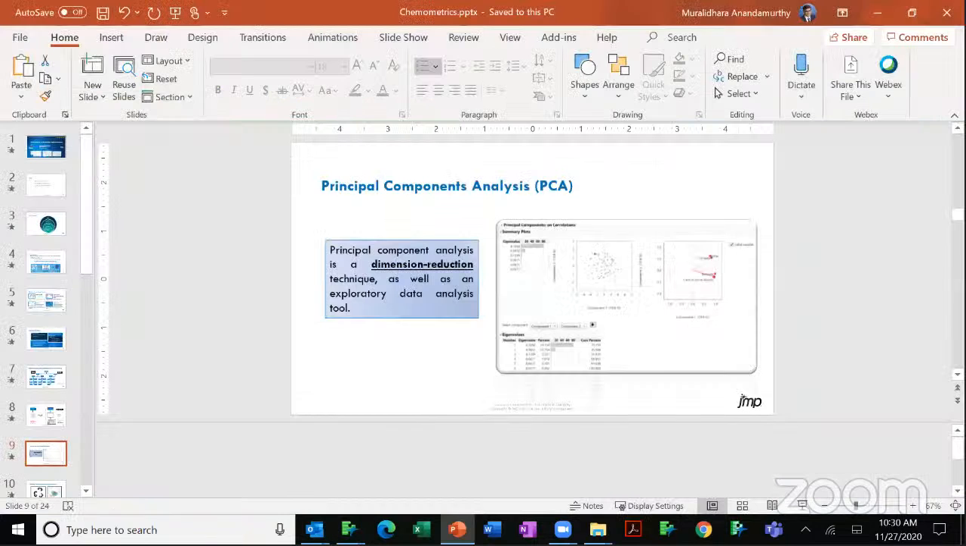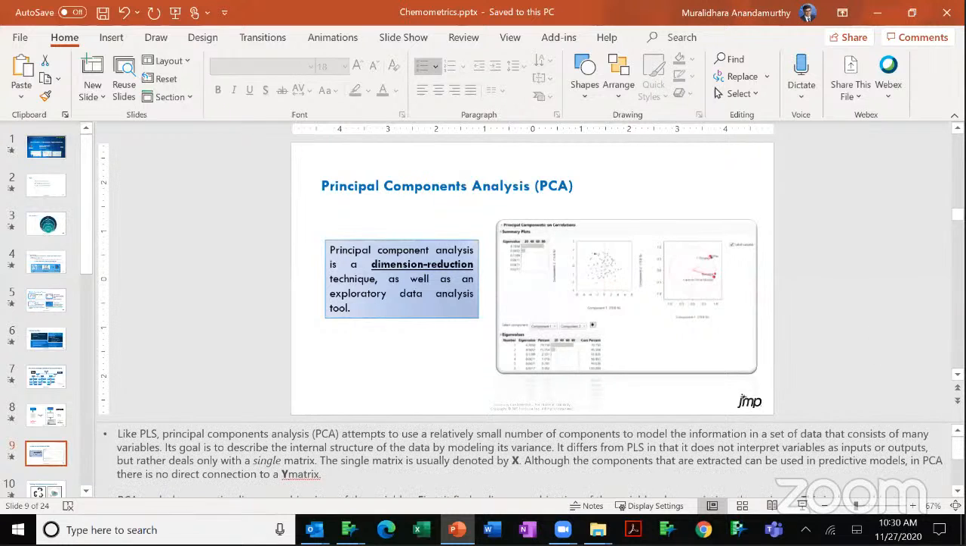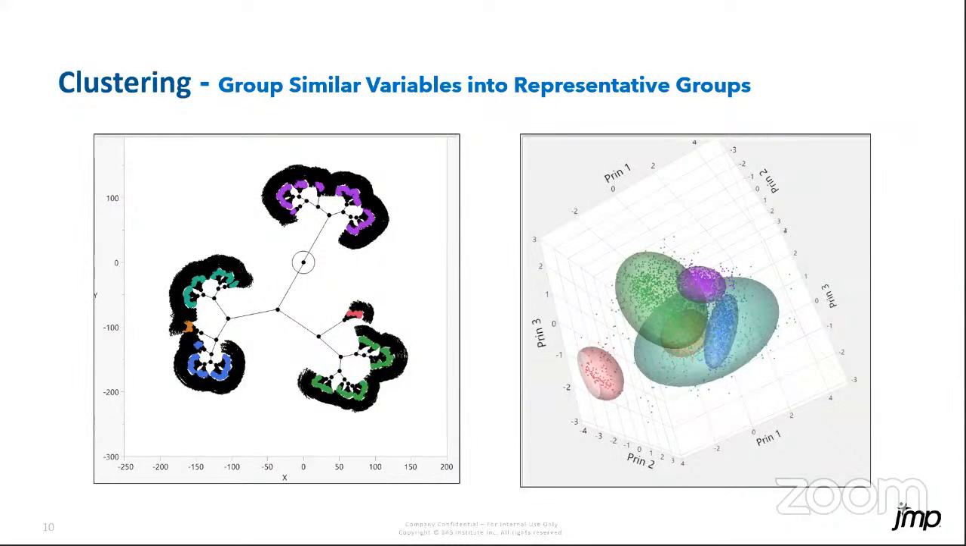Next is a little more on clustering. We'll take a clustering example. Clustering is a grouping method or a classification technique. It groups similar variables into representative groups. You can use cluster variables as a dimension reduction method again. Instead of using a large set of variables in the modeling, use cluster components as the most representative variables. And that's what we're going to do in this analysis.